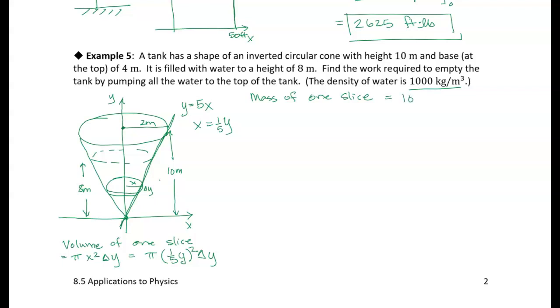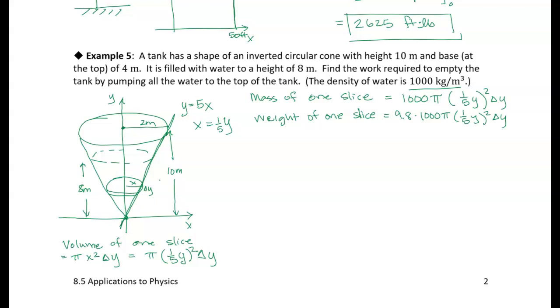So that's just going to be 1,000 pi times this 1/5 y quantity squared delta y. Okay, but what we really want is the weight of one slice. So we can write that. If we just take the mass times the acceleration of gravity, we'll get the weight of one slice. So the weight of one slice is equal to 9.8 times this whole thing, times 1000 pi times 1/5 y quantity squared delta y. Okay, so that's the weight of a slice.